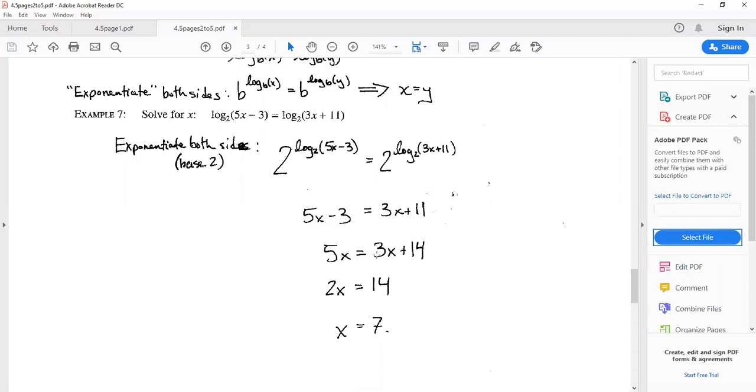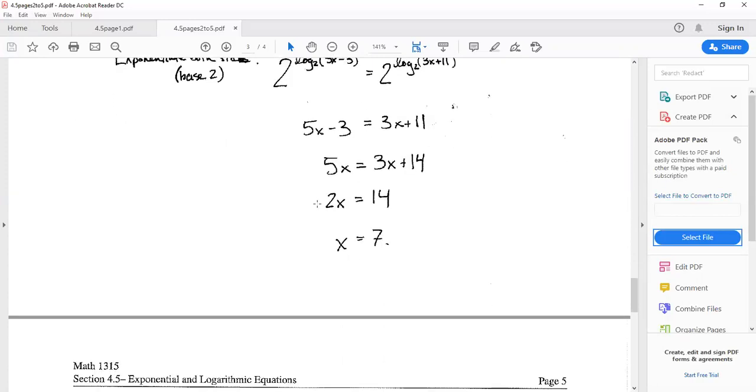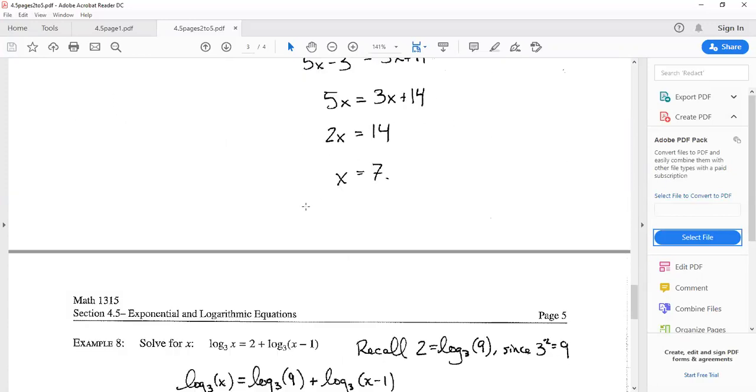And this is routine from here, I think. We add 3 to both sides, we get 5x is 3x plus 14. Subtract 3x from both sides, we get 2x is 14. And divide both sides by 2, we get x equals 7.